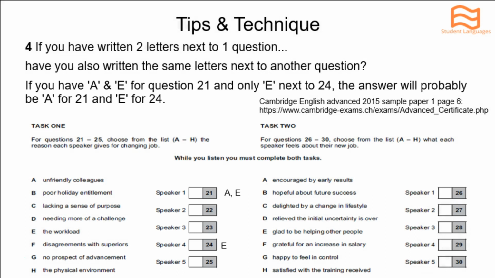So, if you have A and D for question 21, and only E for question 24, the answer will probably be A for 21 and E for 24. It seems obvious, but this is a really useful technique that a lot of people forget to do. Just have a look and see if you have any of the same letters next to a different question. And then you can eliminate E from question 21.